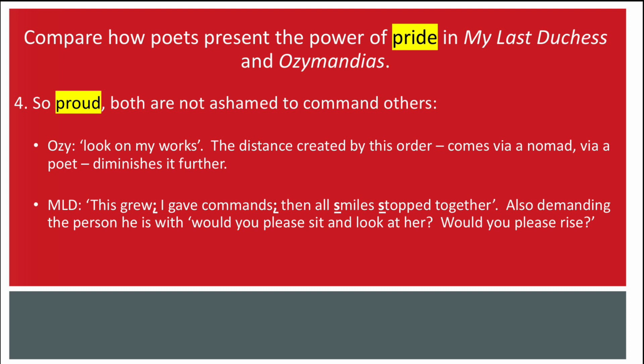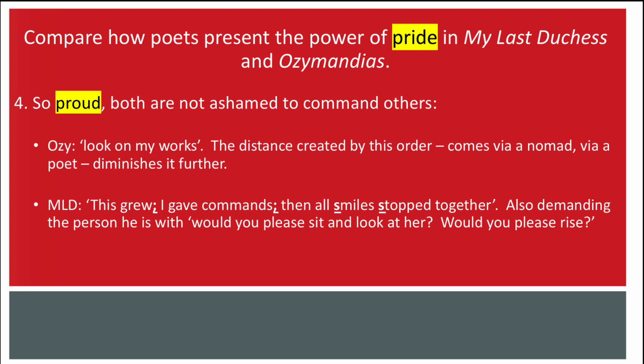But to complicate this further and get more marks, consider the distance created by this order. The fact that we only get this order via an antique traveller, a nomad who would wander the earth, and then it's the poet who is also recounting the words of this antique traveller, surely diminishes the pride that he may have had in being able to give this order. And so we're not necessarily threatened or necessarily upset by receiving this order.